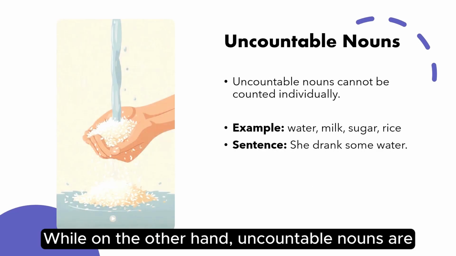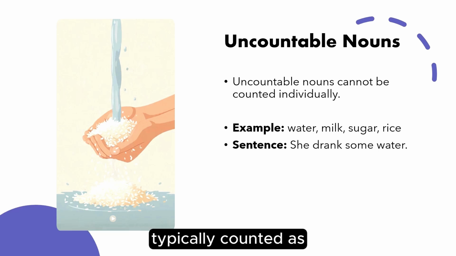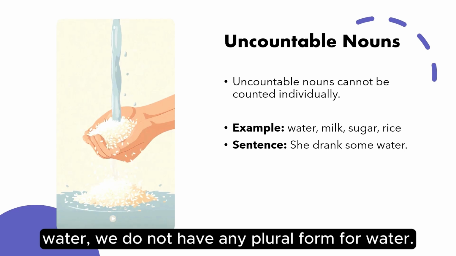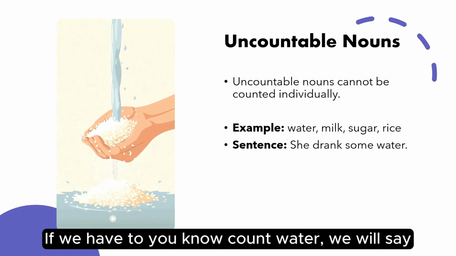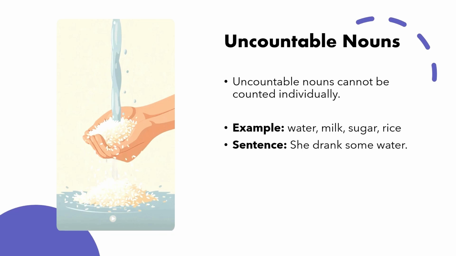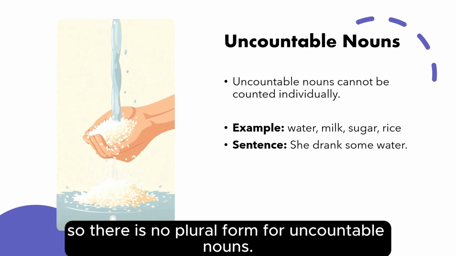While on the other hand, uncountable nouns are substances, concepts, or qualities that are not typically counted as separate units. They usually do not have a plural form. For example, water, we do not have any plural form for water. If we have to count water, we will say some water, or we will count it in liters. Then we have milk, sugar, rice. So there is no plural form for uncountable nouns.